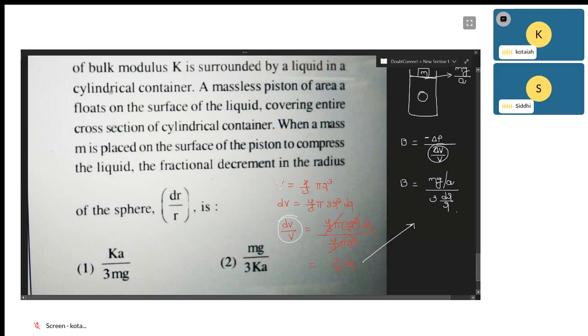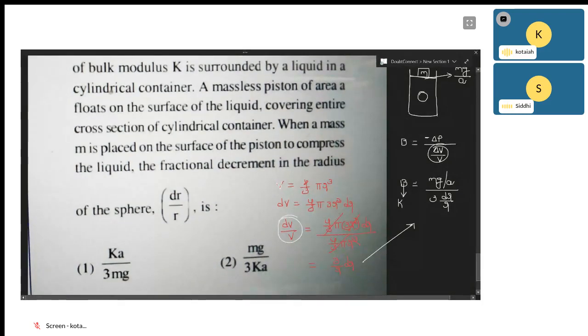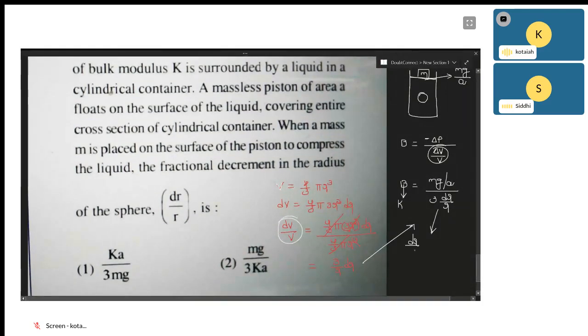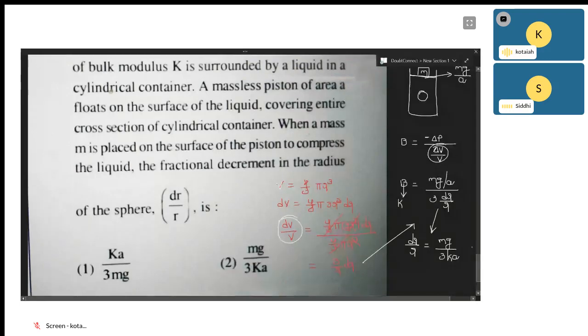Now, in the problem, they have represented bulk modulus with letter K, not with B. Usually we represent it with letter B. So from this, I can write dr by r is equal to mg by 3 into K into a. That's it.